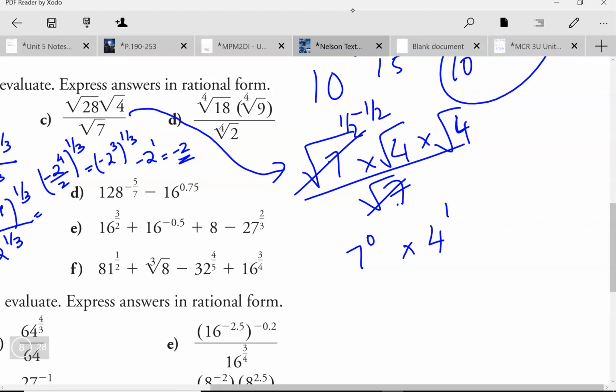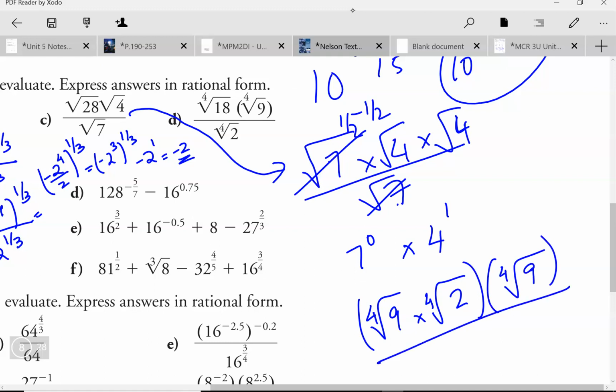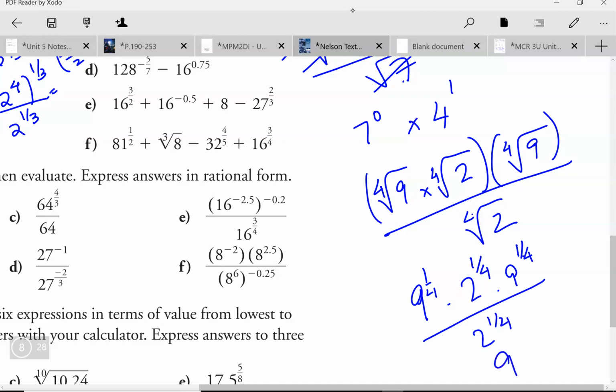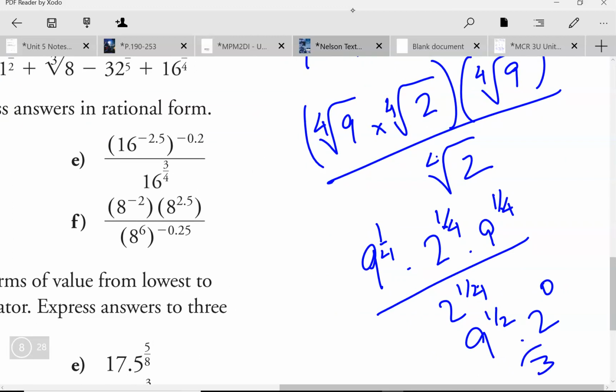Again, D is also very similar because I have to break up fourth root of 18 into the fourth root of 9 times the fourth root of 2. That's just the fourth root of 18. Then I still have fourth root of 9 divided by fourth root of 2. And again, essentially what I have is 9 to the power of 1 over 4 times 2 to the power of 1 over 4 times 9 to the power of 1 over 4 divided by 2 to the power of 1 over 4, which is just 9 to the power of 1 over 4 plus 1 over 4 is 1 half. 2 to the power of 1 over 4 minus 1 over 4 is 0. So 9 to the power of half is just square root of 9, which is 3 times 1, so the answer is 3.